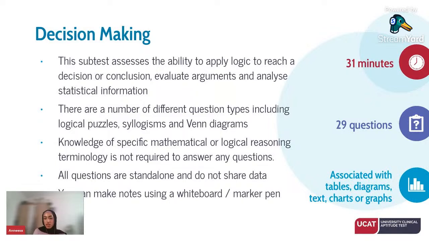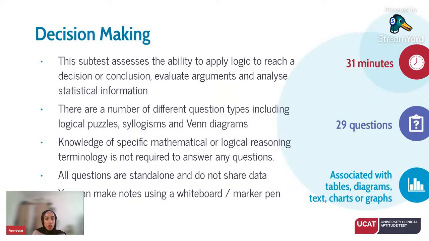So you've got decision making. That's a 31-minute section with 29 questions, and that's associated with tables, diagrams, text, charts, or graphs. Each of those 29 questions are standalone questions, they're not related to each other. It assesses your ability to apply logic to reach a conclusion or decision, to evaluate arguments, and to analyze statistical information. There are a number of different questions that you might be asked. It might involve logical puzzles, Venn diagrams, and much more. And it requires knowledge of mathematics and logical reasoning.